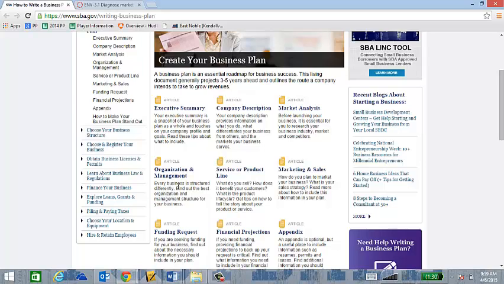Organization and management. Every business is structured differently. How are you going to structure yours? If you come into the Shark Tank and you don't have some kind of lineage, some kind of management structure set up, most people probably are not going to invest with your company.